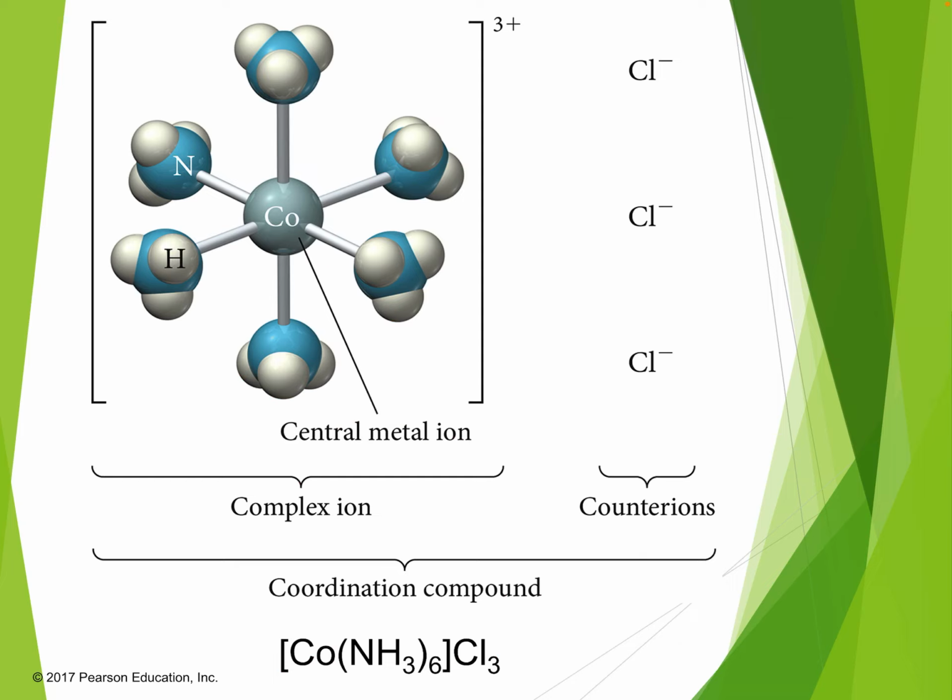So here it is, a coordination compound. This is a central metal ion, right? We have a cobalt ion there. We have 6 different ligands that are attached to it. These are all ammonia molecules. And together, when we have the metal ion and the ligands, that's called a complex ion. Complex ions, like I said, are charged, so we are oftentimes going to include counter ions to balance out that charge. And when we put them all together, the complex ion and the counter ions, then we get a coordination compound, which is going to be neutral.